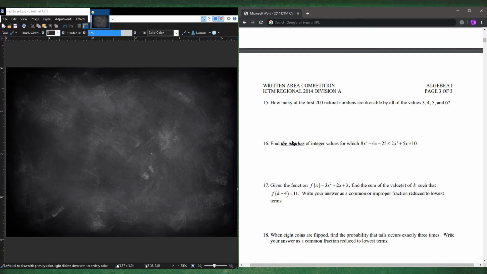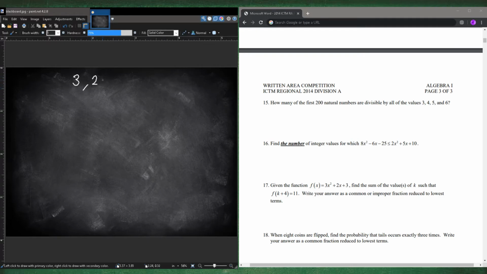So number 15. How many of the first 200 natural numbers are divisible by all values 3, 4, 5, and 6? So 3 is just 3, 4 is just 2 times 2, 5 is just 5, and 6 is 2 times 3. So we need two twos, we need one three, and we need a five, right? Because a three, two twos, a five, and two times three is six. It's two squared times three, so it's going to encompass all of them. So this is 4, 12, 60, right? So it just needs to be divisible by 60.